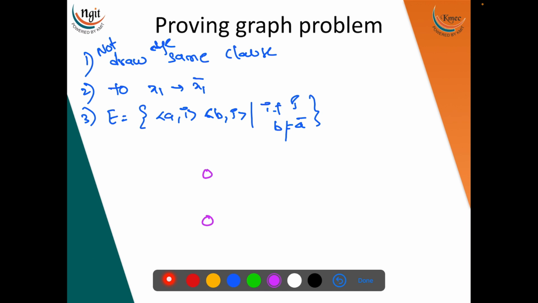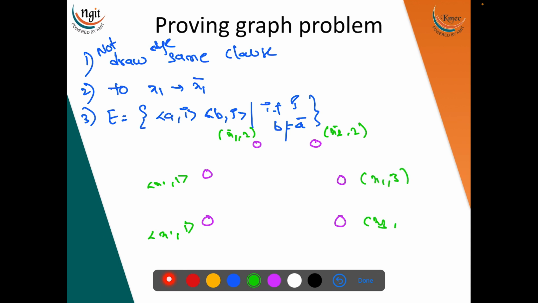The first clause is what? x1 and x2. The second clause is x2, x1 bar and x2 bar. The third clause is x1 and x3. Now let's label the vertices: this is (x1, 1), this is (x1, 1), this is (x2, 1), this is (x1 bar, 2), this is (x2 bar, 2), this is (x1, 3), and this is (x3, 3). According to this property, you have to connect the edges.